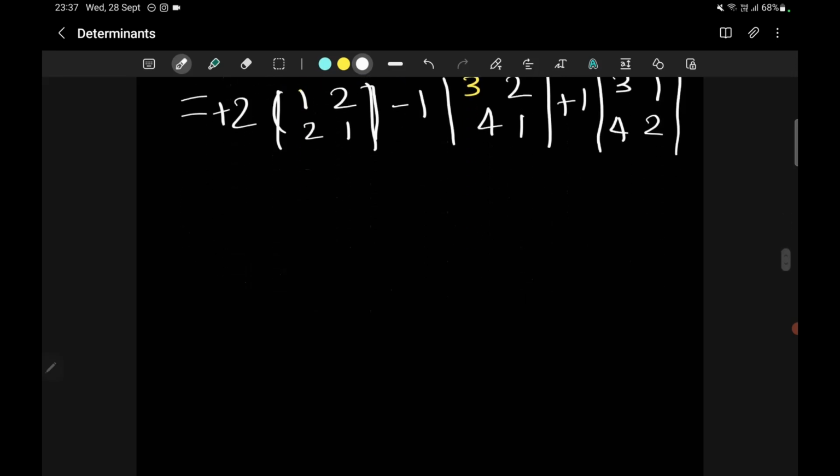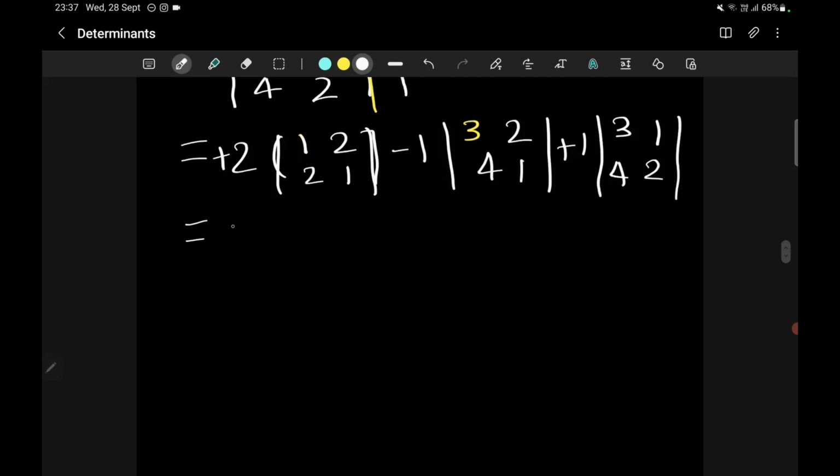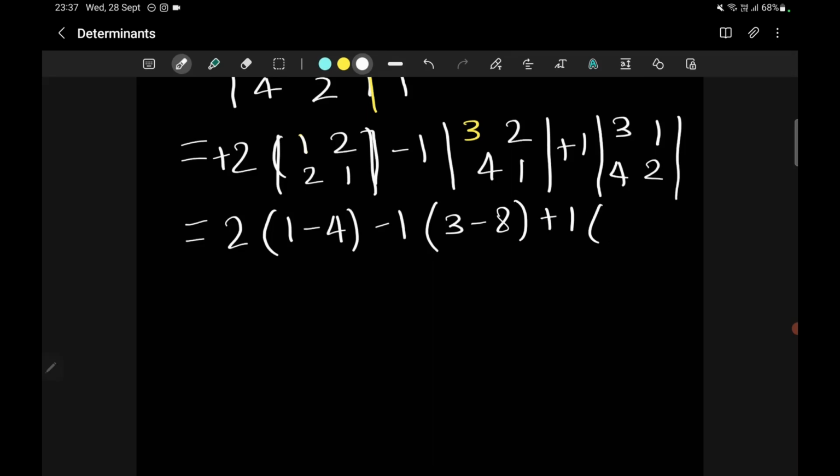Now let's simplify this. 2 remains as it is inside the bracket. 1 into 1 is 1, minus 2 into 4. Then minus 1. Then inside the bracket 3 ones are 3, minus 4 into 2 is 8. Then plus 1. Then inside the bracket 3 into 2 is 6, minus 4.